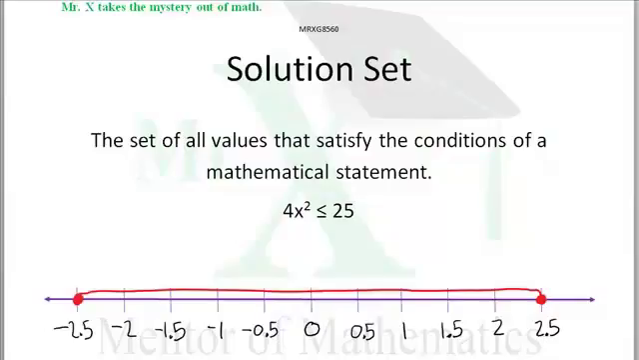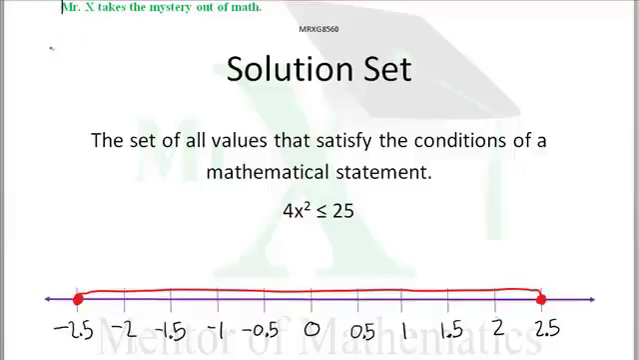When we solve a problem, we actually come up with the set of solutions. Sometimes it's a single number, sometimes it's two values, sometimes it's a whole range of values. As in this case, it's an interval on the real number line. Everything between -2.5 and +2.5 will satisfy the relation 4x² ≤ 25.